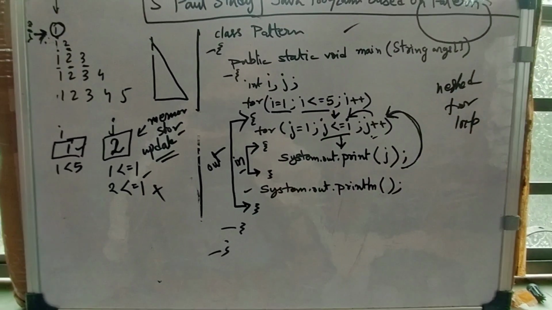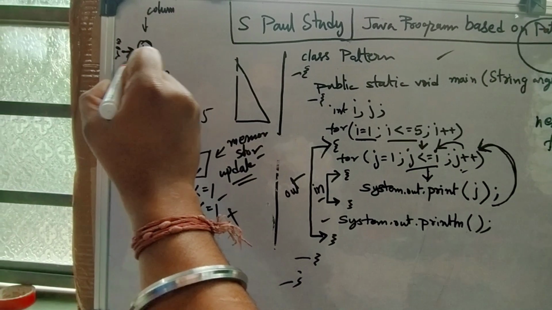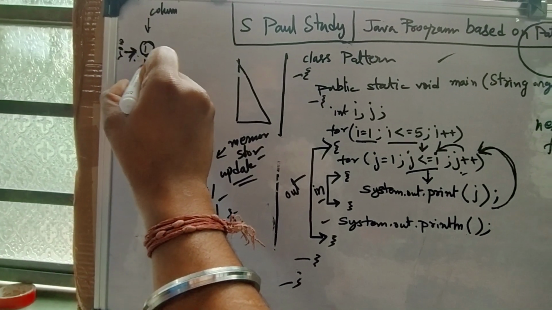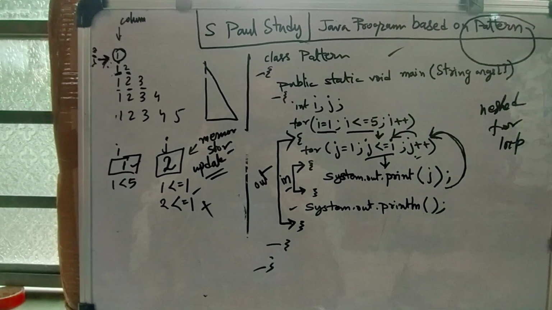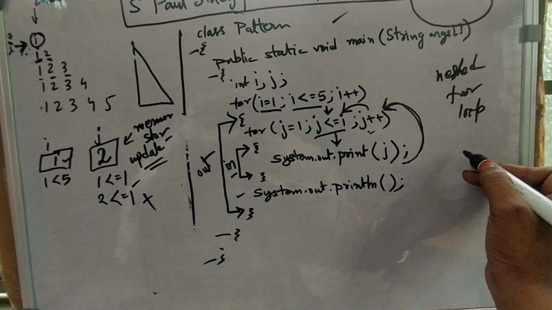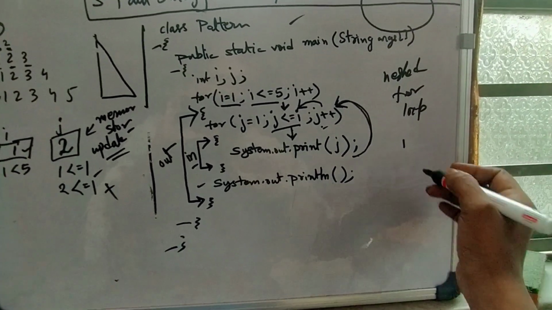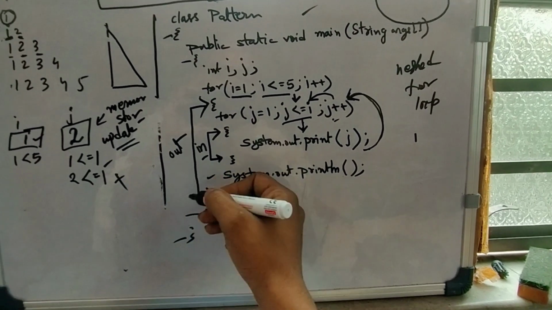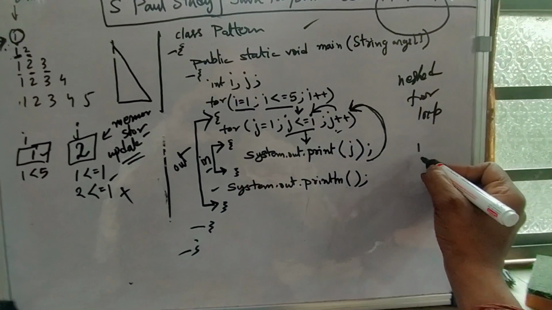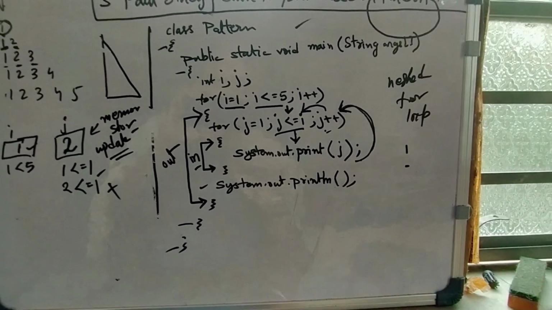The loop ends here, and the next line after the loop is System.out.println. Println means it will go to the next line, just the next line. The cursor is now on the next line. Like this, 1 has already been printed, then the loop finished and it went to the next line.